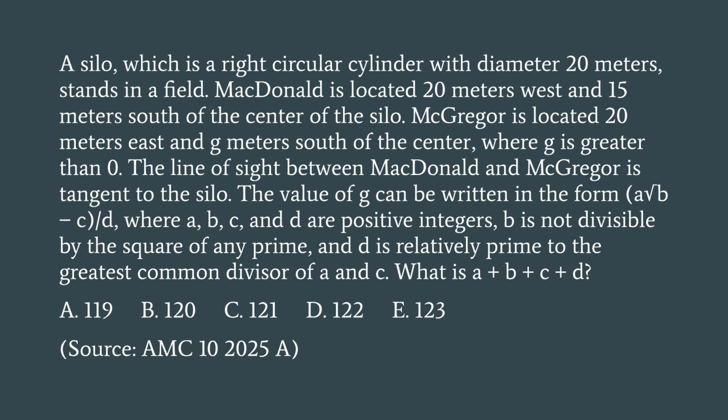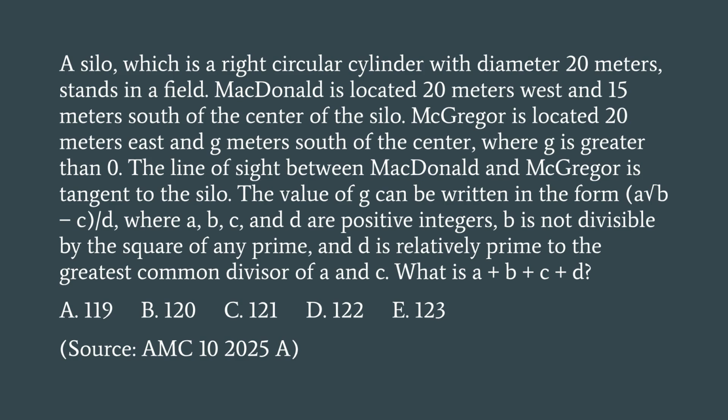Here is problem 20 from the AMC 10 2025A. A silo, which is a right circular cylinder with diameter 20 meters, stands in a field. McDonald is located 20 meters west and 15 meters south of the center of the silo. McGregor is located 20 meters east and g meters south of the center, where g is greater than 0. The line of sight between McDonald and McGregor is tangent to the silo.